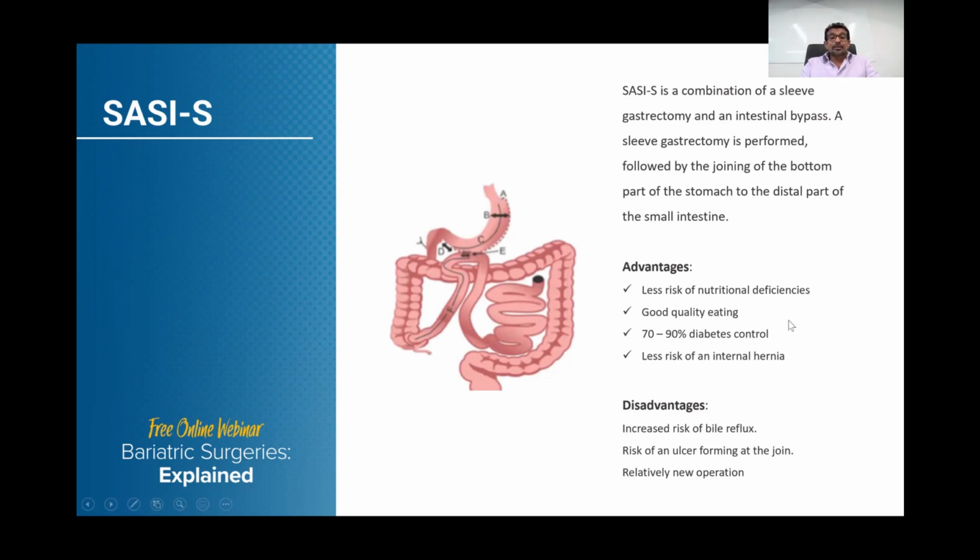And it's also a relatively new operation, not many done around the world, wouldn't even be more than 0.5% of these types of surgeries, either SADI-S or SASI procedures. So these are all fairly new, last 4 to 5 years, with very limited long-term outcome data. So may look promising, but we can't be sure what the long-term issues are going to be.